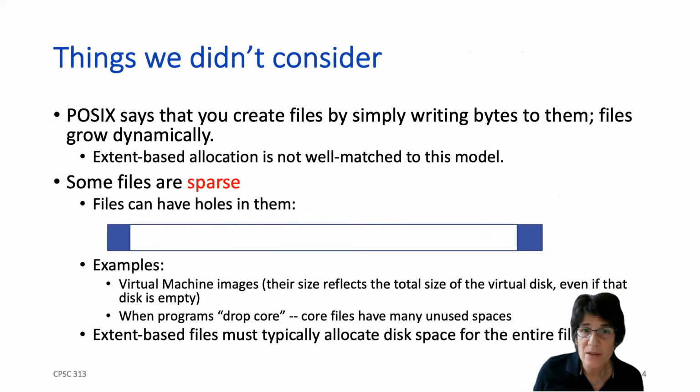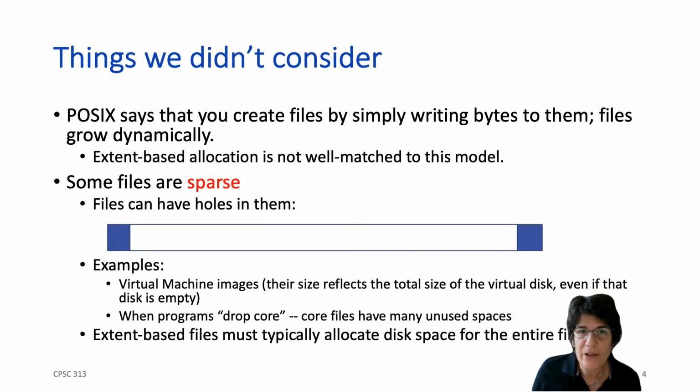In particular, the POSIX standard, which is what almost all systems today adhere to, says that the way you create files is you just open files and start writing to them. That is, they grow dynamically. If you have extent-based allocation, it's really not well matched, right? How large do I create that initial extent? Who knows, right? The file could be just 10 bytes, or it could be 10 gigabytes. And you'd pick your extent size quite differently based on that.